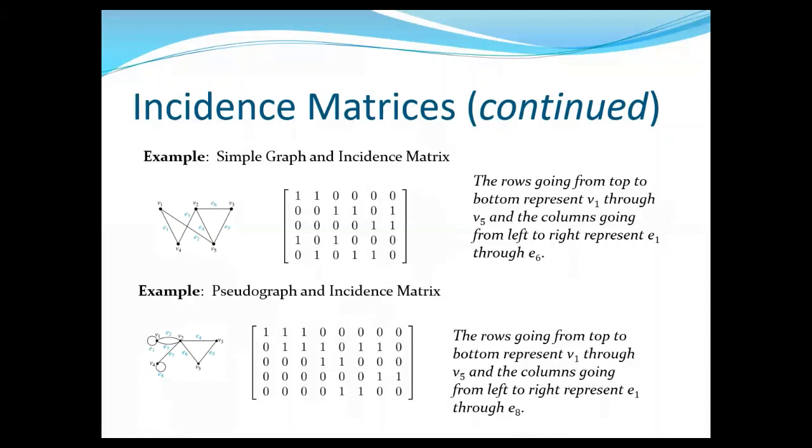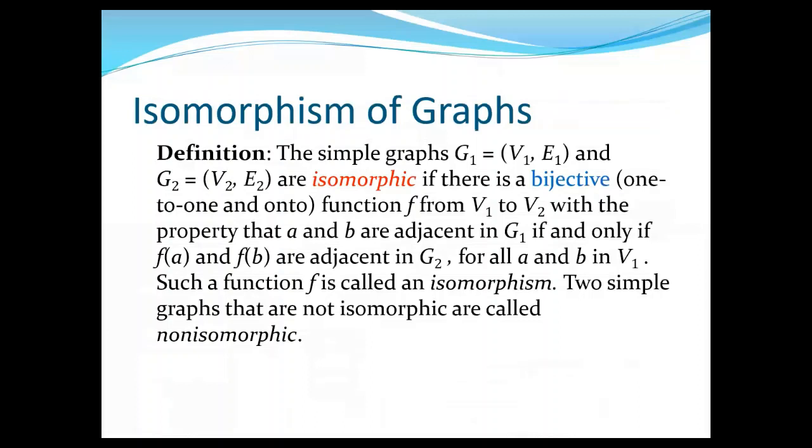So again, we have the adjacency matrix, incidence matrix, and adjacency list to represent our graph in different ways. Now let's move on with the isomorphism of graphs. Basically, isomorphism of graphs means that two graphs are equivalent because they have the same properties.